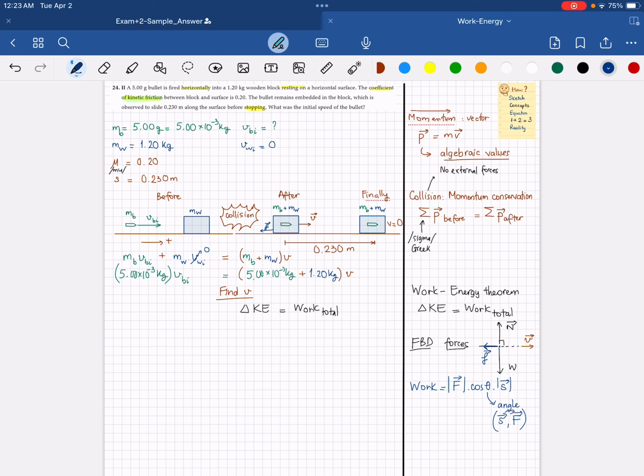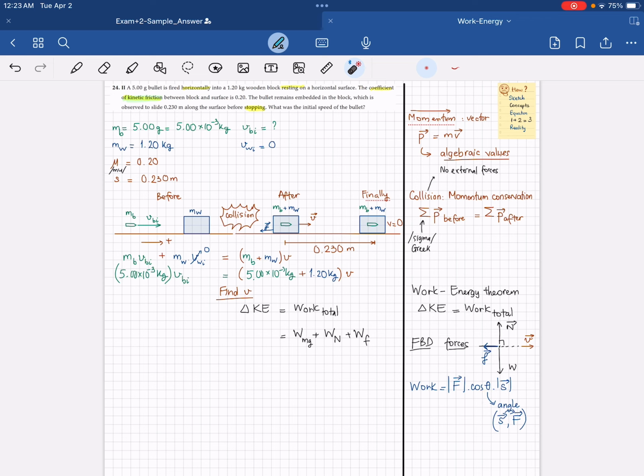So if we list them down here, the total work should be the work done by the weight. I don't want to write WW because it can be confusing, so I would just write W of mg because it represents the weight. And then W by the normal force, and W the work done by the friction, right? And then I will apply these equations for each of them.